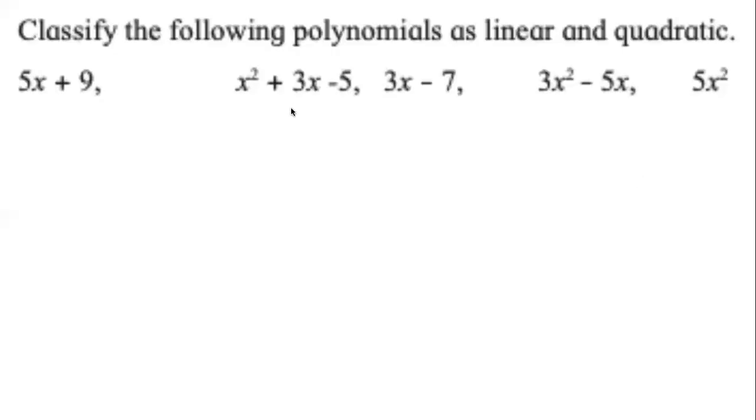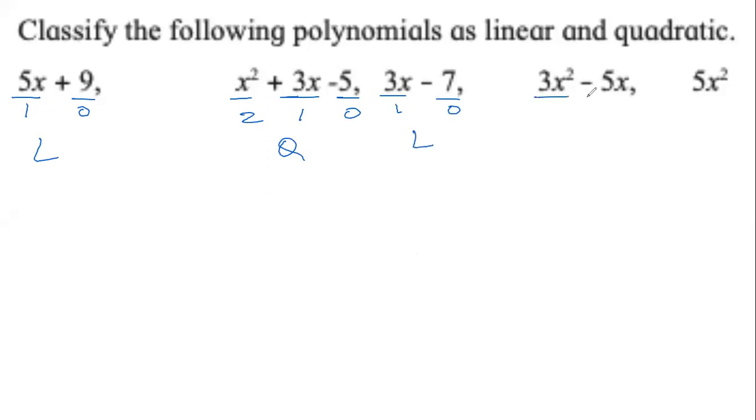The first one, which is 5x plus 9. Clearly, the power of 5x is 1, power of 9 is 0. So this is a linear polynomial. When we look at the second one, the powers are 2, 1, and 0. So clearly, this is a quadratic polynomial. Third one, the powers are 1 and 0. So clearly, this is a linear polynomial.